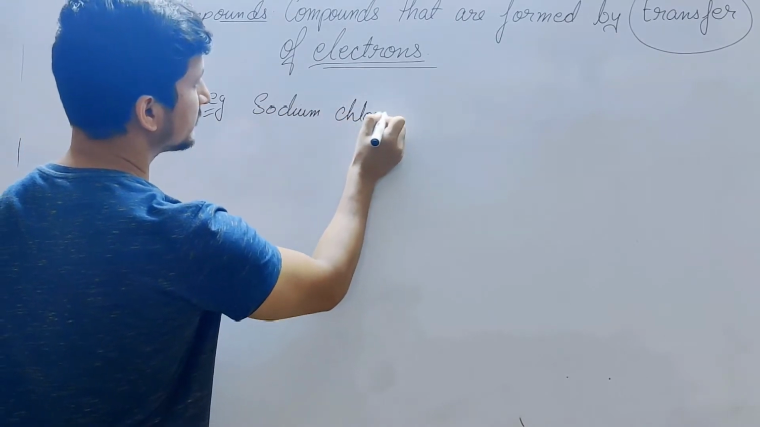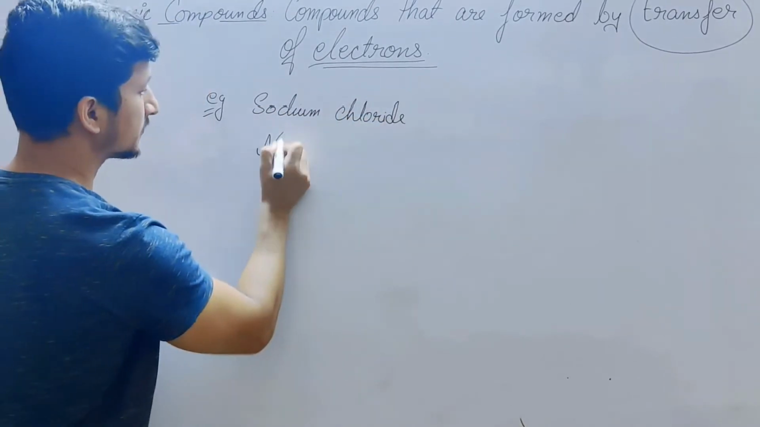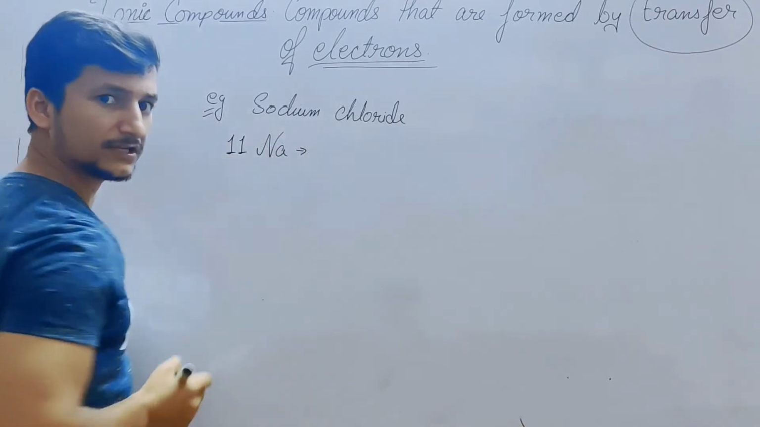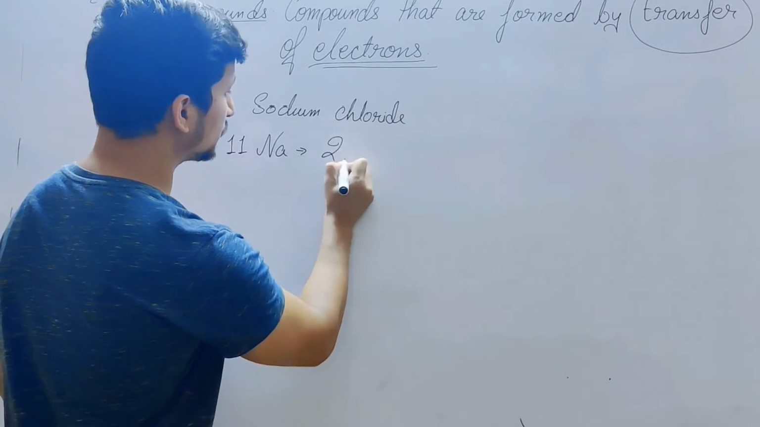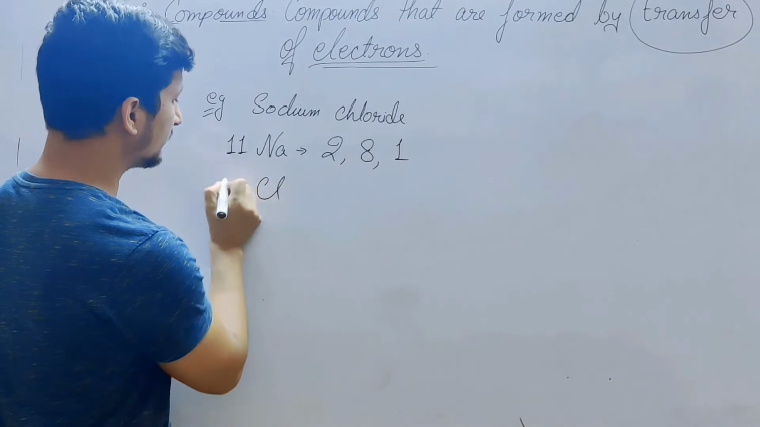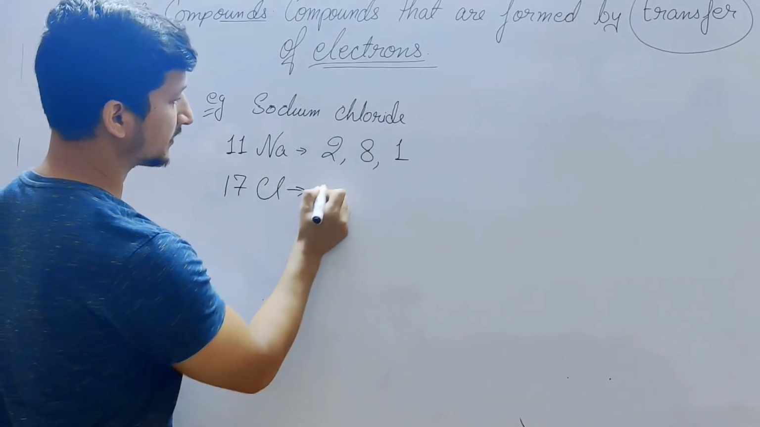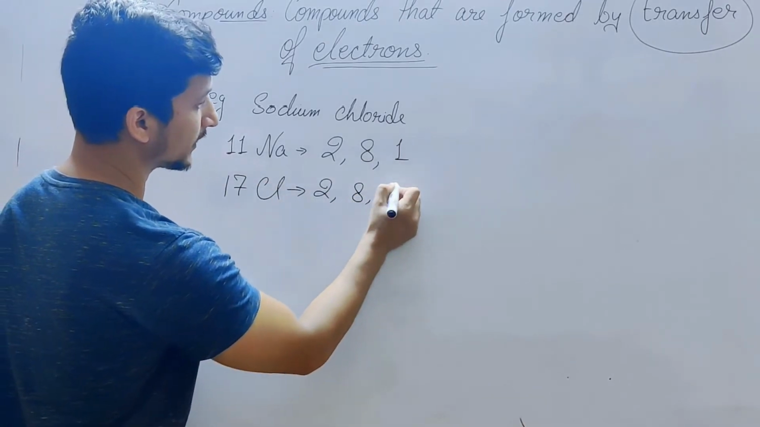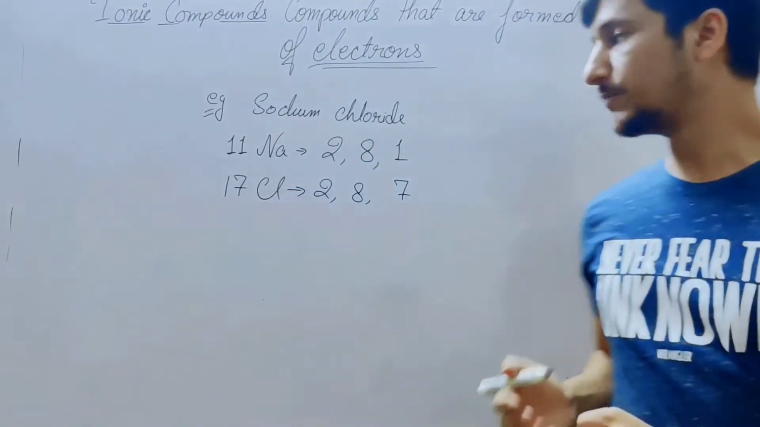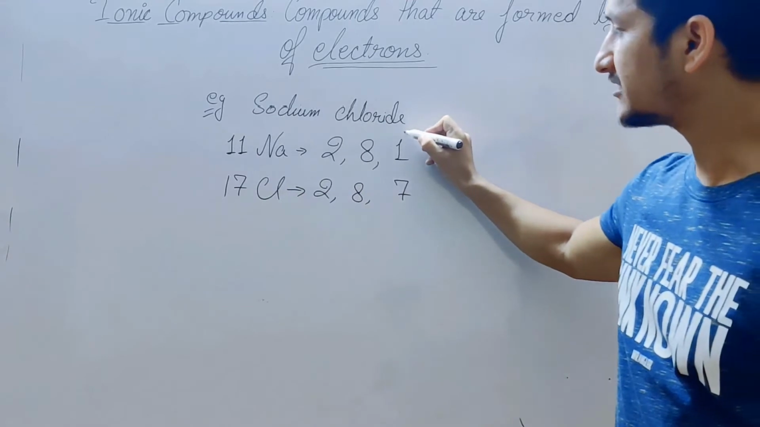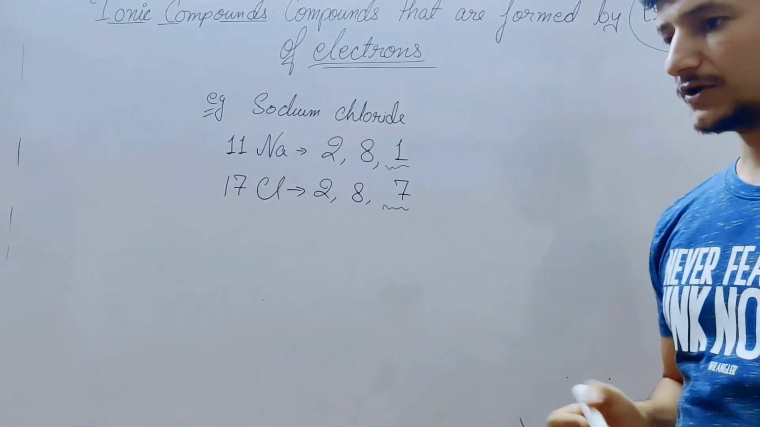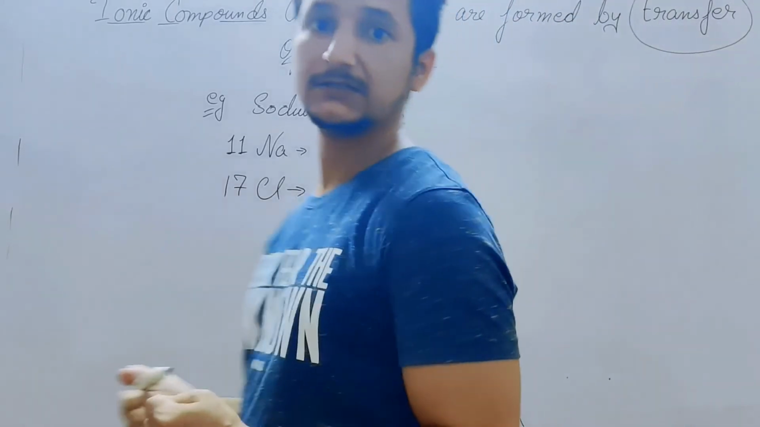We know that the atomic number of sodium is 11. So if I write the electronic configuration of sodium, it will be 2, 8, 1. Atomic number of chlorine is 17, so its electronic configuration is 2, 8, 7. And as we know, to become stable, there should be 8 electrons in the outermost shell, or you can say the octet must be complete.